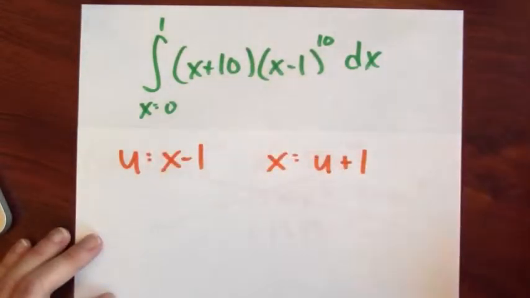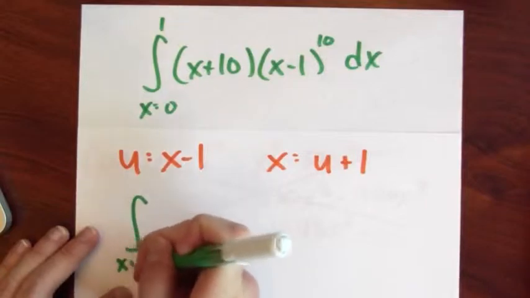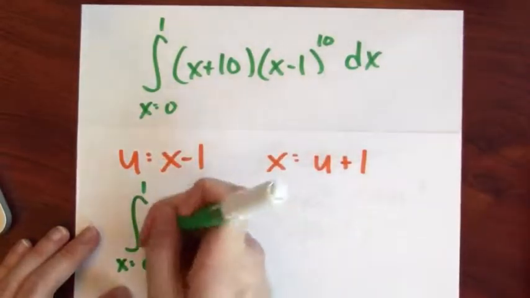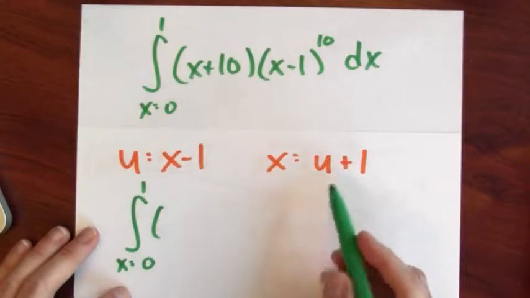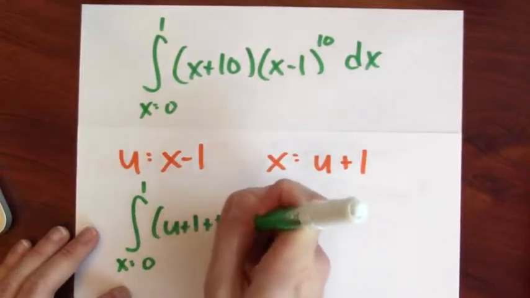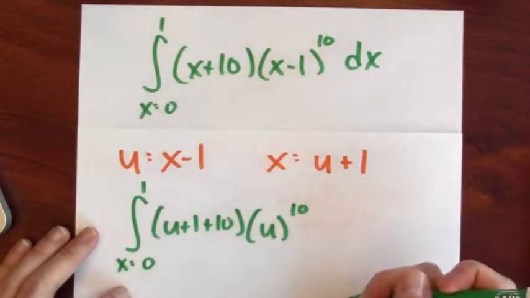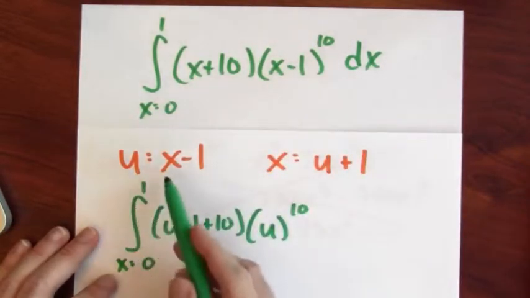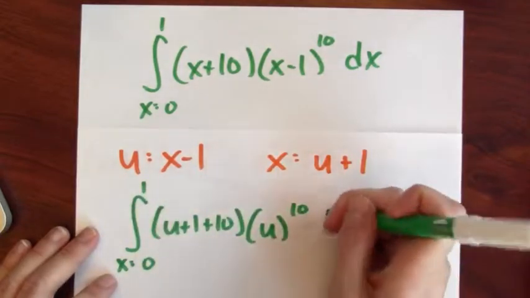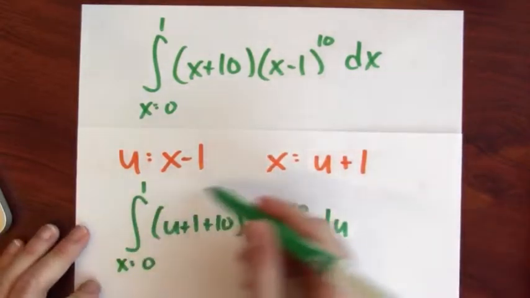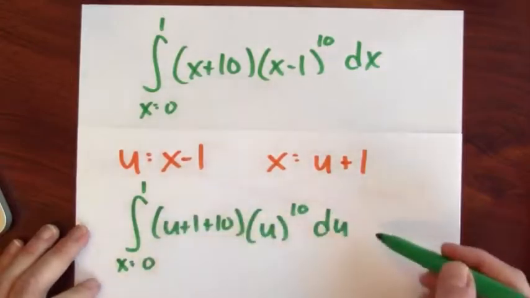So this integral from x goes from 0 to 1 is, well, what's x plus 10? If x is u plus 1, I could write u plus 1 plus 10. And what's x minus 1? That's just u to the 10th power. And what's dx? Well, if u is x minus 1, du is dx. In some textbooks, this technique of starting with a u substitution but then solving for x is sometimes called back substitution. Well, regardless of the name, let's proceed.